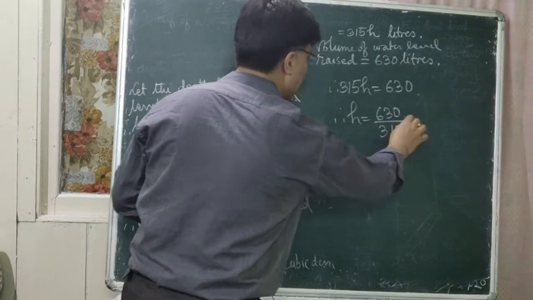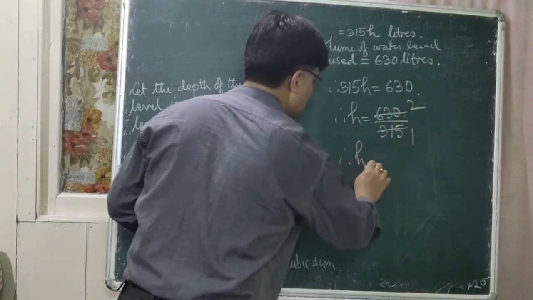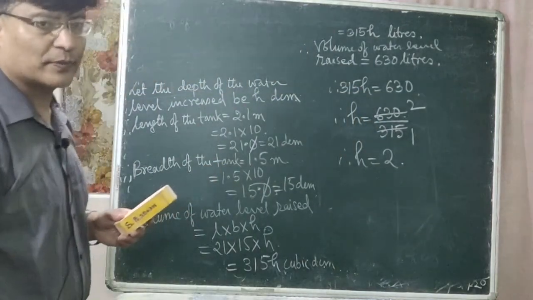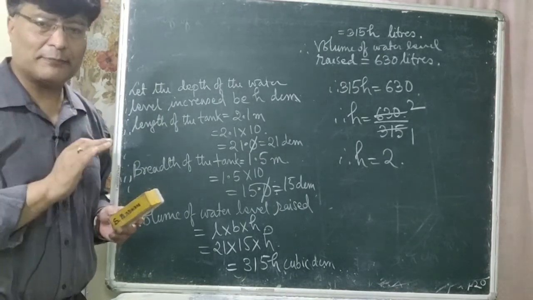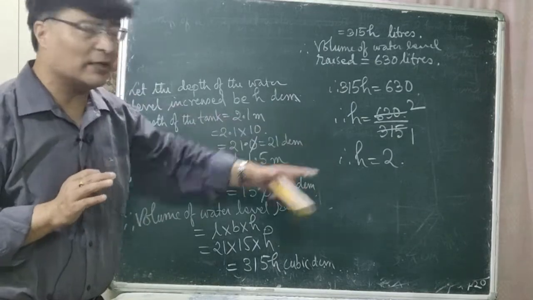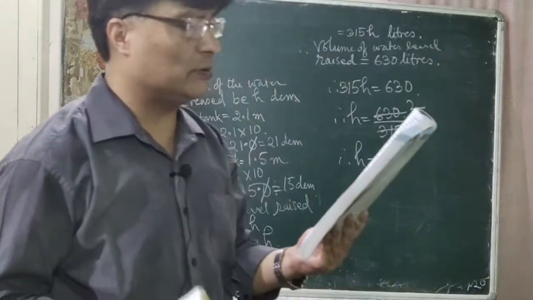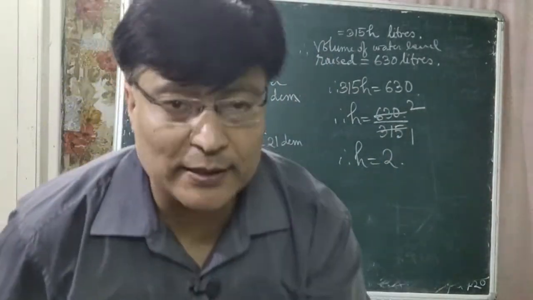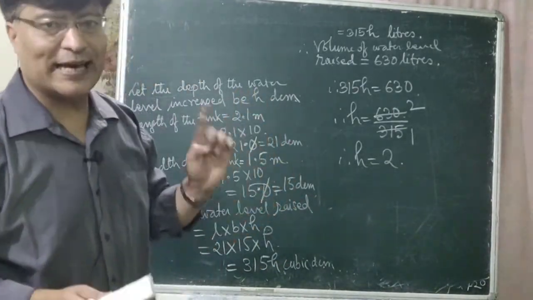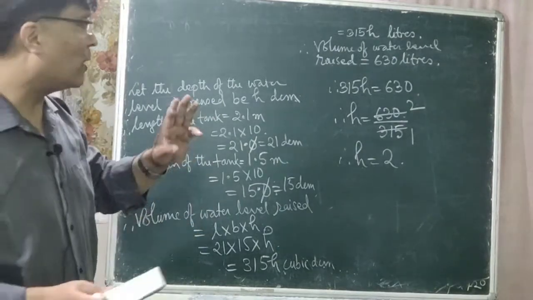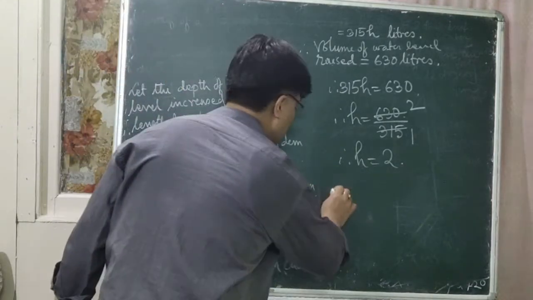So therefore H is equal to 630 divided by 315, so you can cancel it 2 times, so therefore H is equal to 2. So H भनेको के हो, the height of the water level raised, that is depth of the water level increased is equal to कति भयो, 2 decimeter। तिमीले यहाँ के निकाल्नु पर्ने थियो, you have to calculate and write the depth that will be increased by. So what is the depth of the water level that will be increased by, is equal to 2 decimeter.